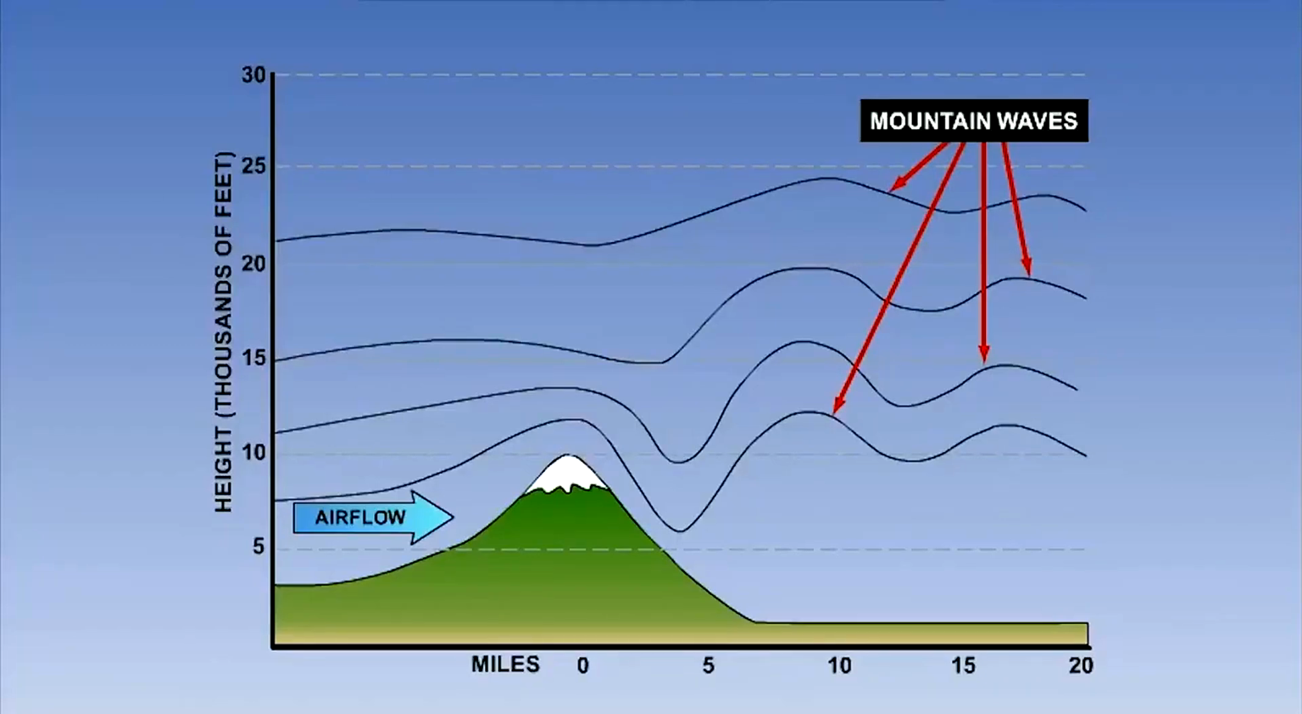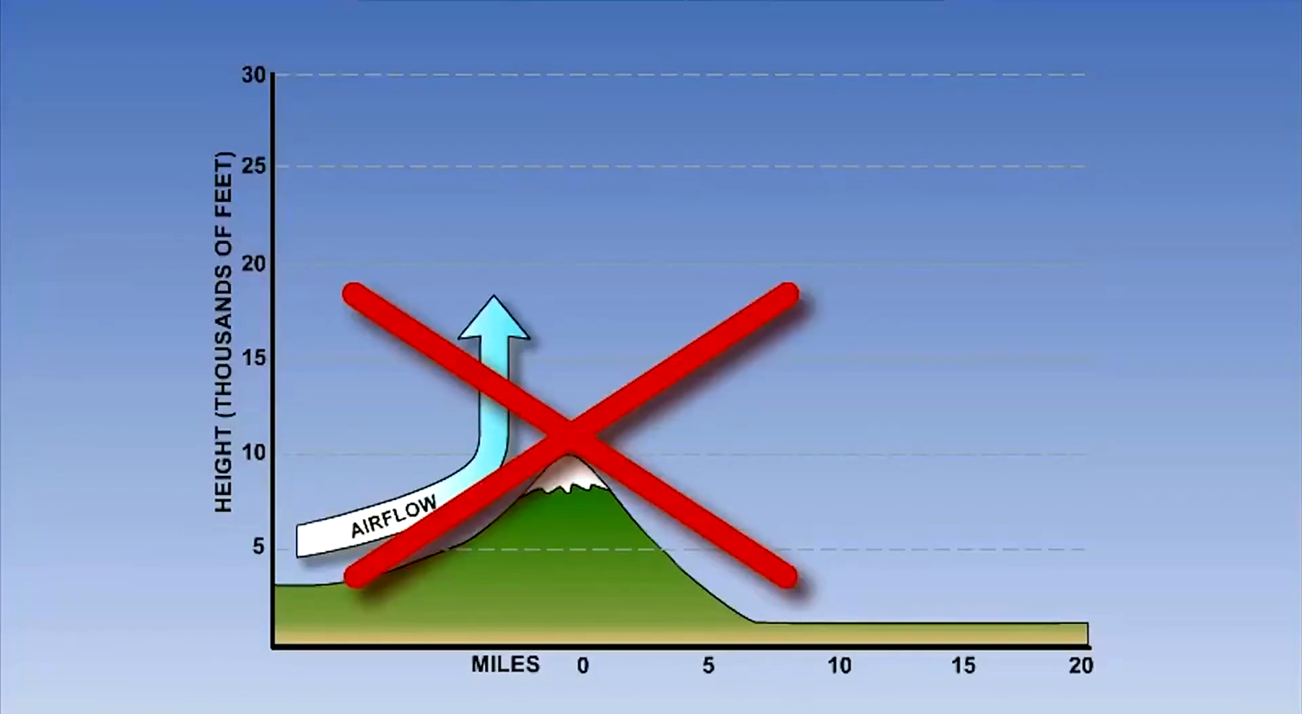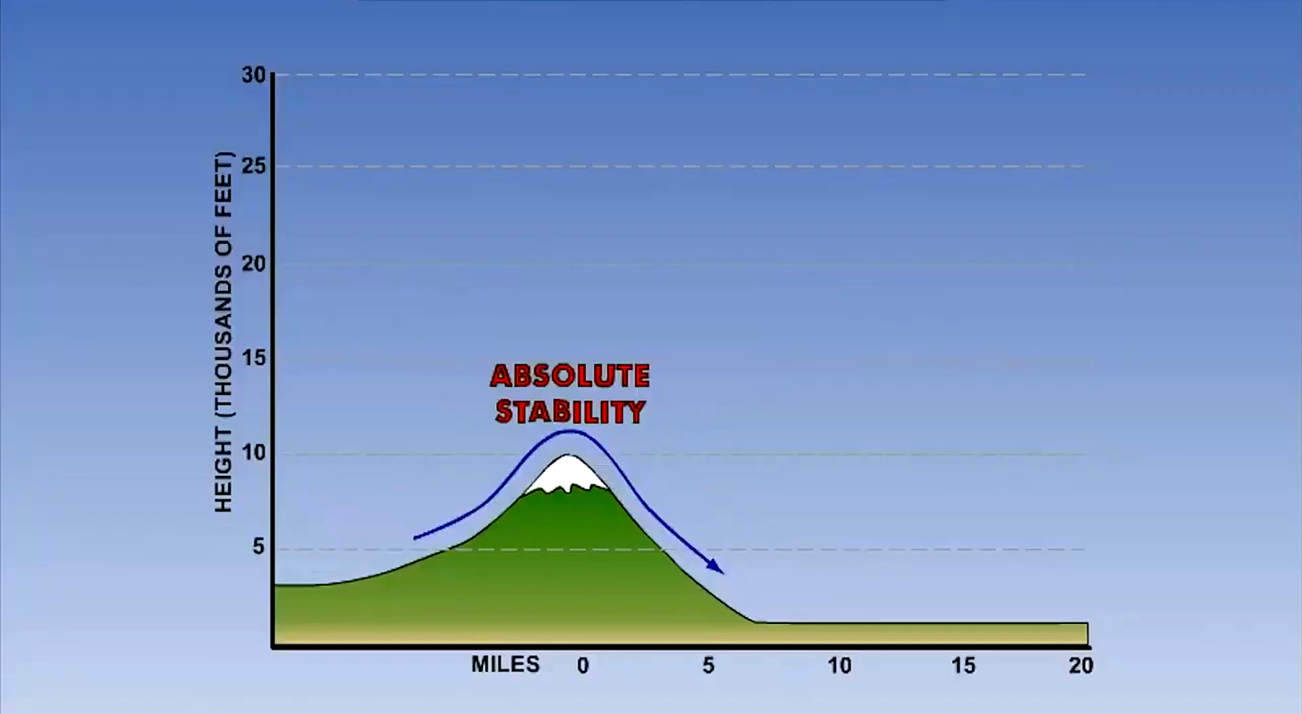However, to create these oscillations, certain conditions must prevail in the atmosphere. Firstly, the air must be very stable. Otherwise, the airflow when reaching the mountain would rise vertically and destroy the oscillation pattern. More importantly though, it is the layer of air at, around or just above the mountain ridge that must have absolute stability.